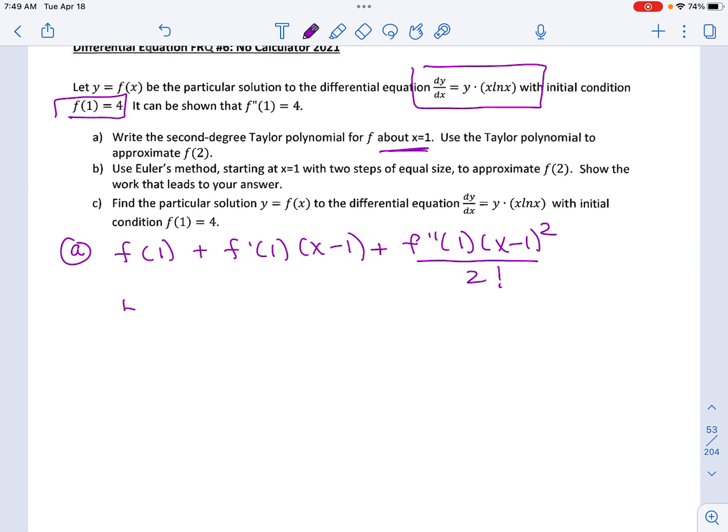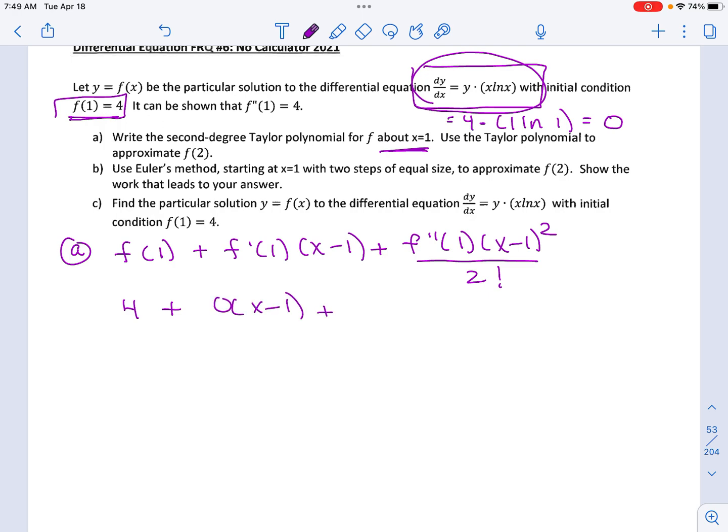Okay, f of 1 is given, which is 4. F prime of 1 is not given, but f prime is really the same as dy dx. And I want to know what happens at 1 comma 4. So if I plug in 1 comma 4, I have 4 here. X is 1. Natural log of 1, which is 0. So your first derivative is going to be 0. So f prime is 0, which I don't really need to write. I'll get rid of that later.